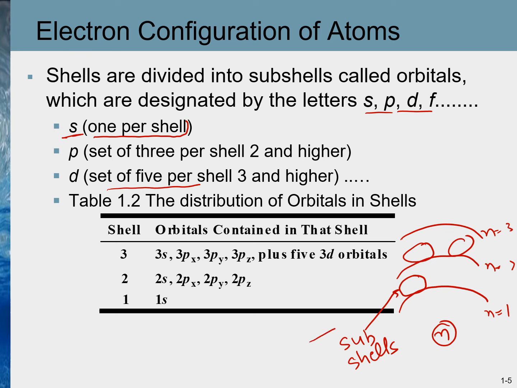In the first main energy level, only one subshell can exist, and that subshell is S. In the second energy level, we can have S and P subshells, and we know that each P subshell has 3 orbitals, which are Px, Py, and Pz. And in the third shell, we have S as well as P as well as D. So the third shell will have the S subshell, P subshell, as well as D subshell.